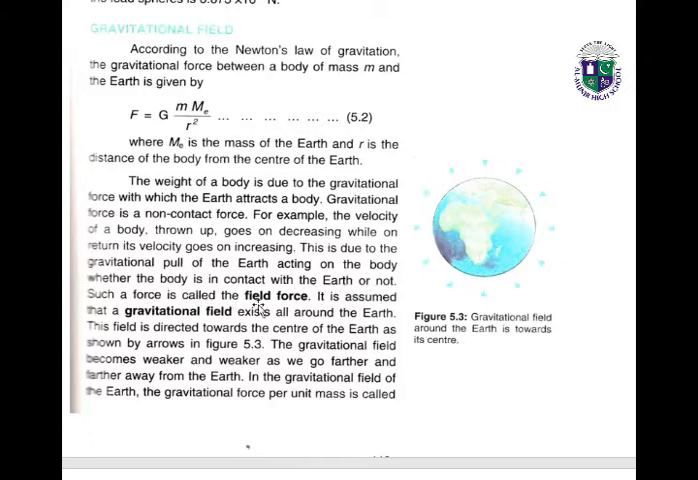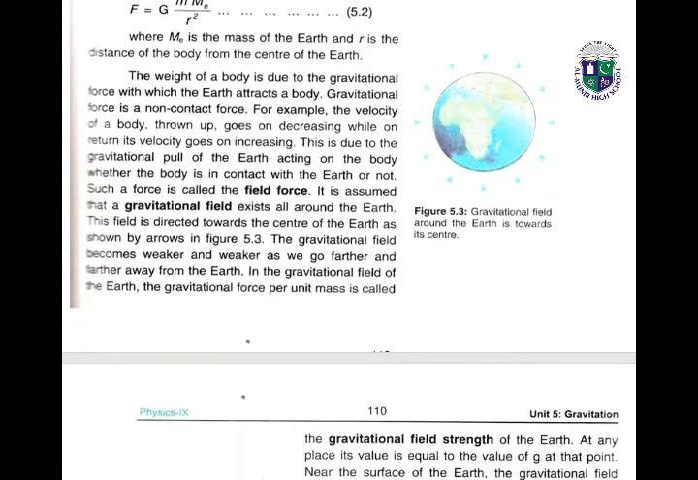So such a force is called a field force, and it is assumed that a gravitational field exists all around the earth. So students, you can take the example of a ball. If we throw it upward, after going upward, at some point it will start moving downward with gravity and its velocity will increase.